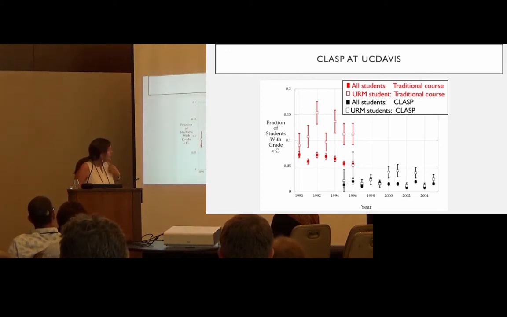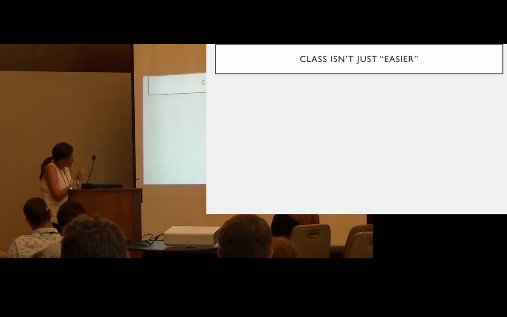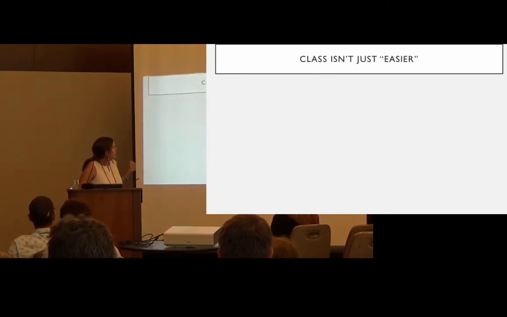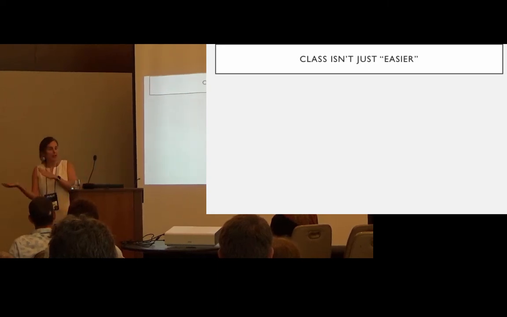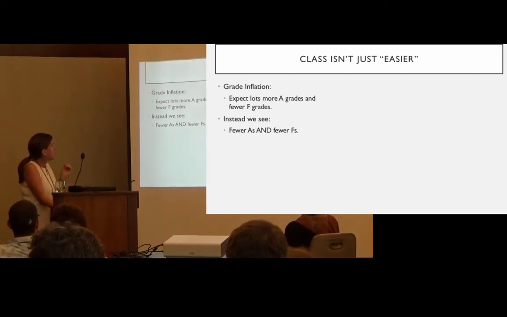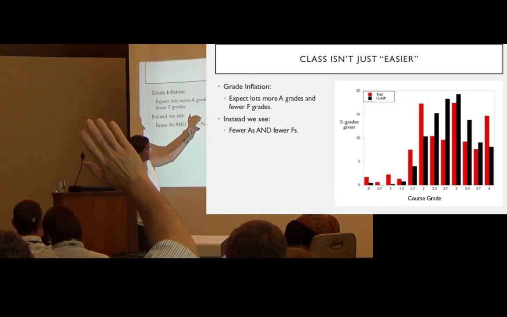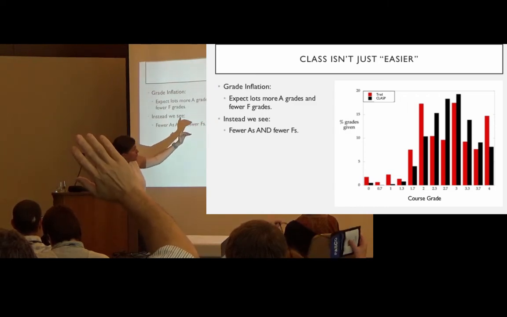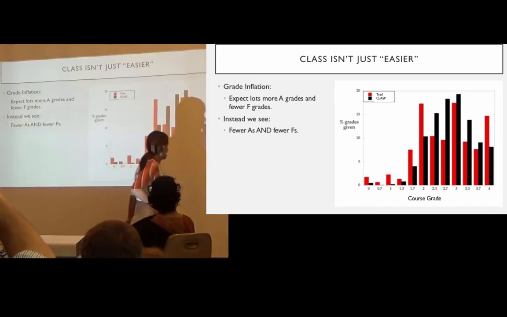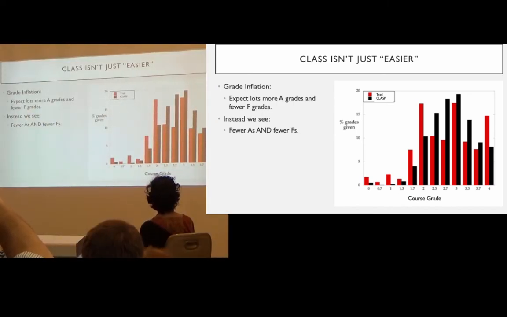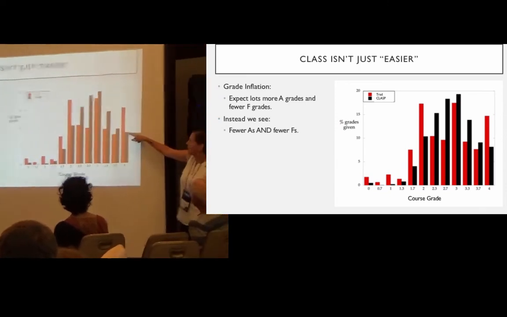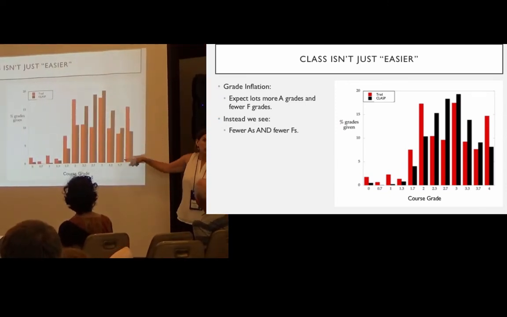So you might look at this and think, oh, well, CLASP is just an easier course. But that's not the case, because with grade inflation, what you'd expect to see is a lot more A's and a lot fewer F's. But instead what we see is fewer A's and fewer F's. So if you look at the traditional course, which is in red, and the CLASP course, which is in black, I want to call your attention to this column over here, which represents the A's, on the 4.0 scale. You have a lot fewer A's in CLASP than you do in the traditional course.